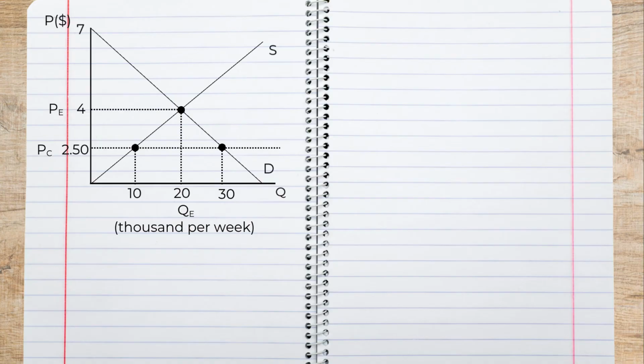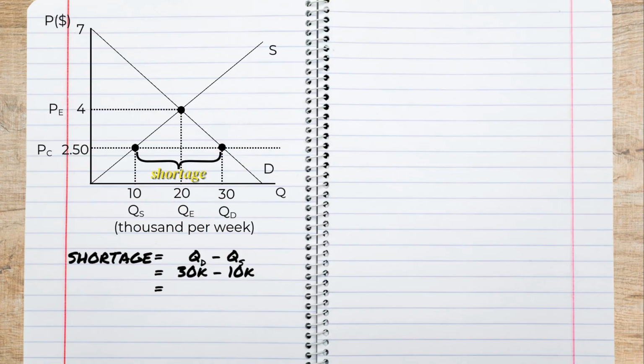Because of the lower price, quantity demanded rises to 30,000 per week, represented by QD, but quantity supplied falls to 10,000, represented by QS. We can calculate the excess demand, or shortage, simply by subtracting the quantity supplied from the quantity demanded. In this example, it would be 30,000 minus 10,000, which equals 20,000 units per week.